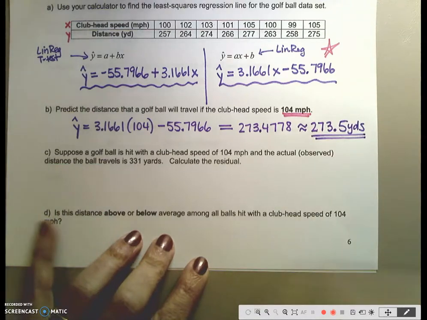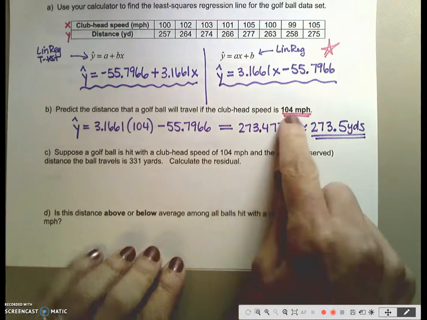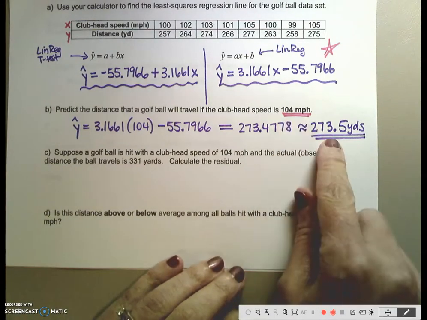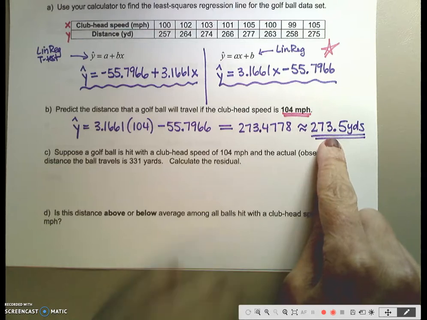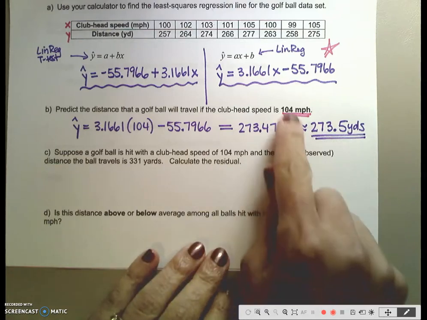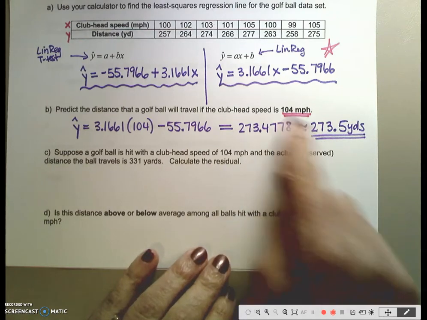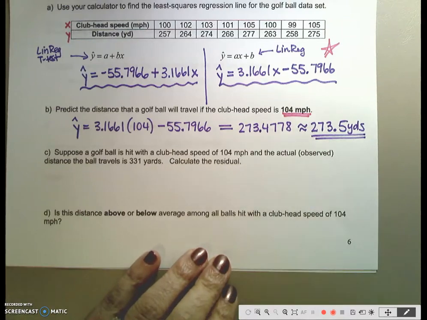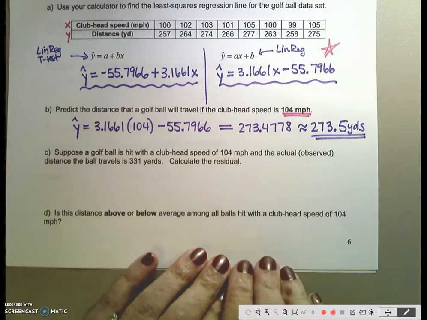yards. So we would say, I predict if I hit a golf ball with a club head speed of 104 miles per hour, this is how far it's going to travel. Or all golf balls hit at 104 miles per hour will travel on average 273.5 yards. That's the 2 ways to interpret that.